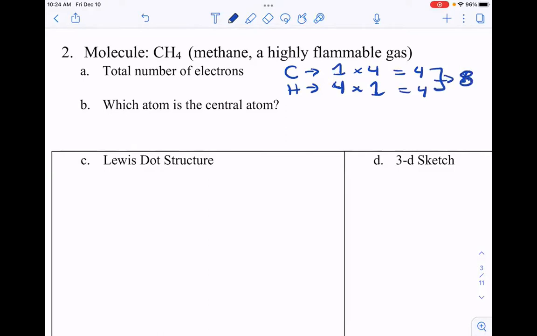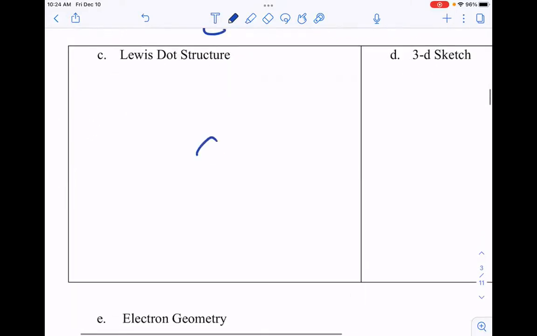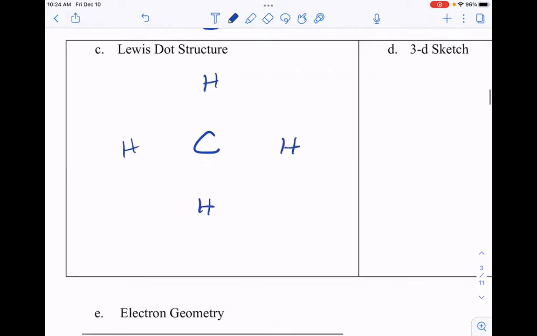All right. And so what's the central atom? Carbon. Good. All right. So that's done. So central atom is carbon. We're going to surround it with hydrogens. So what's my next step?